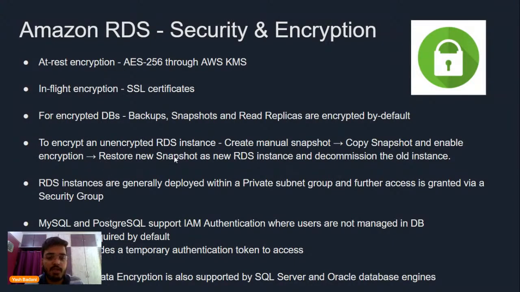And now you can restore this snapshot number two into a new RDS instance, decommission the old instance, and update your DNS records. Of course, this comes with a short downtime, and you will need to think about the maintenance windows that you provisioned for your previous, decommissioned old instance, and do the same during the same maintenance window, right? As I mentioned, RDS instances are generally deployed within the private subnet group, and further access is granted by a security group. So this is another security option that we have within RDS.